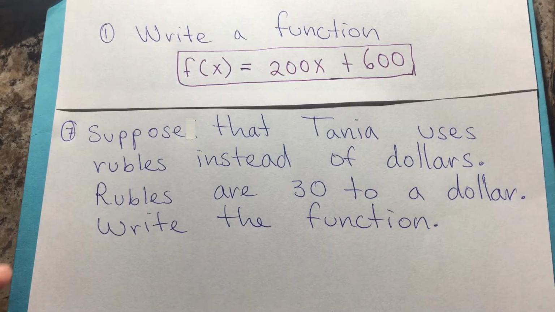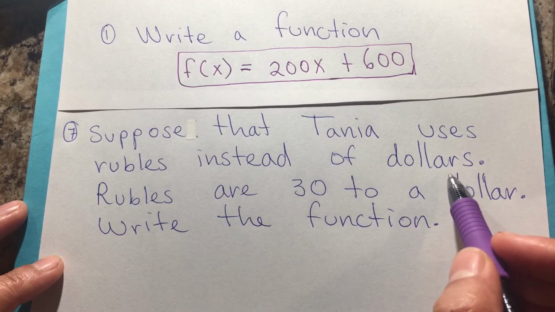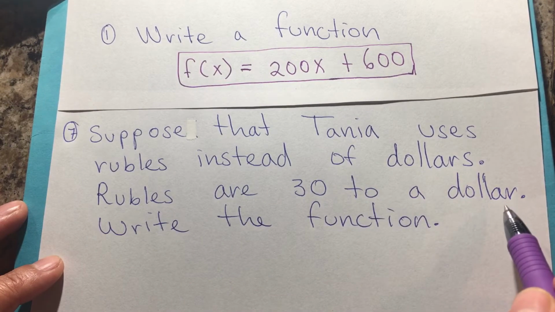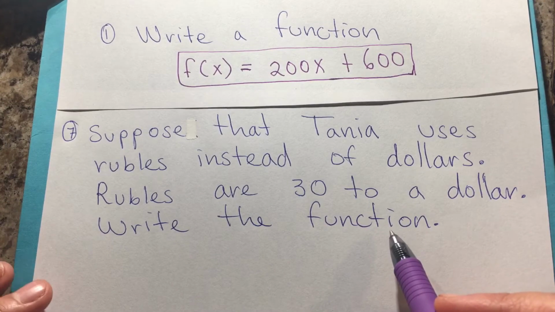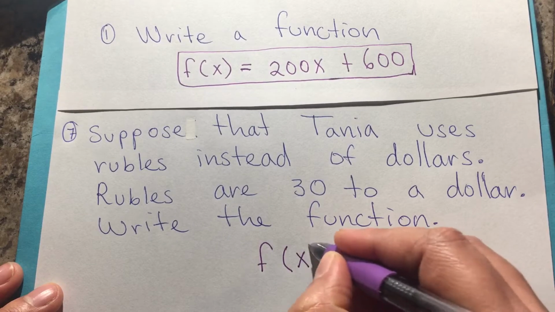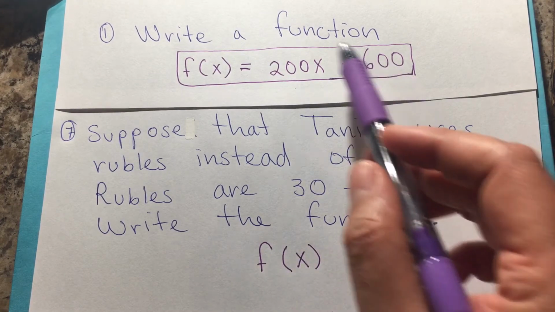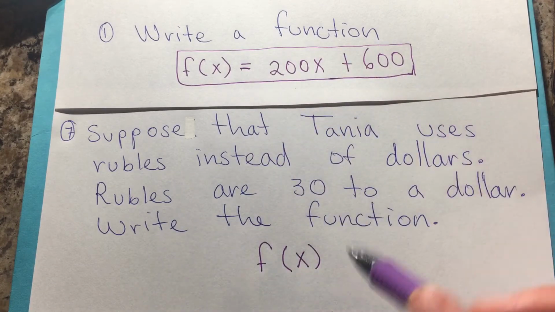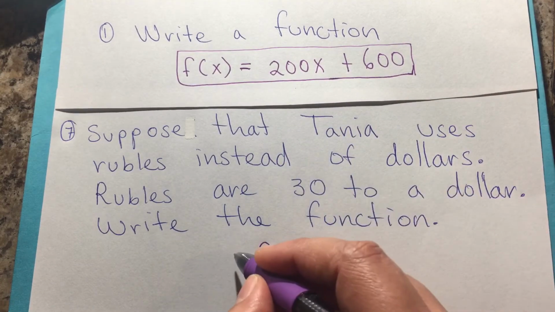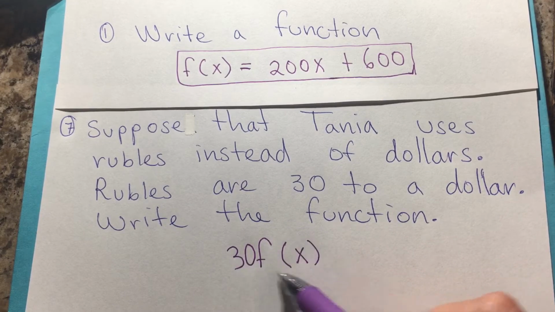This is the last one. Suppose that Tanya uses rubles instead of dollars. Rubles are 30 to $1. Write the function. Basically, if you go to another country and $1 is worth so much money, all you have to do is multiply whatever money Tanya has times the value of the money. In this case it's 30 rubles for every dollar. All you do is multiply 30 times the whole function.